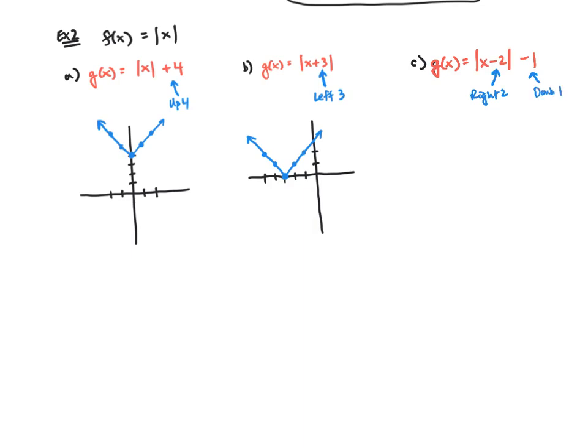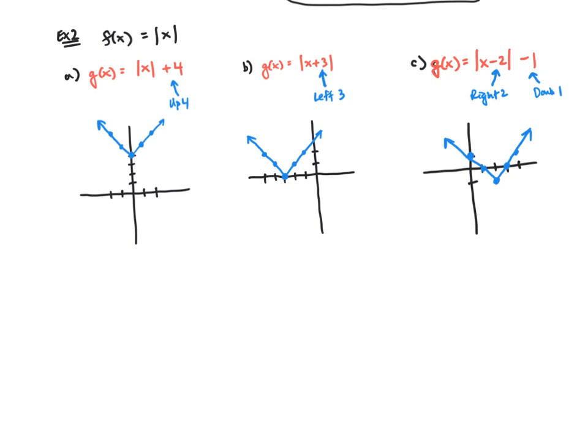Okay, so when I make my graph, let's go 2 to the right and 1 down. So this is going to be my new vertex. And then from that vertex, I know I go 1 over 1 up, 2 over 2 up. So 1 over 1 up this way, 2 over 2 up this way, and then 1 over 1 up to the left, 2 over 2 up to the left. So that gives me my new absolute value graph after the transformations.